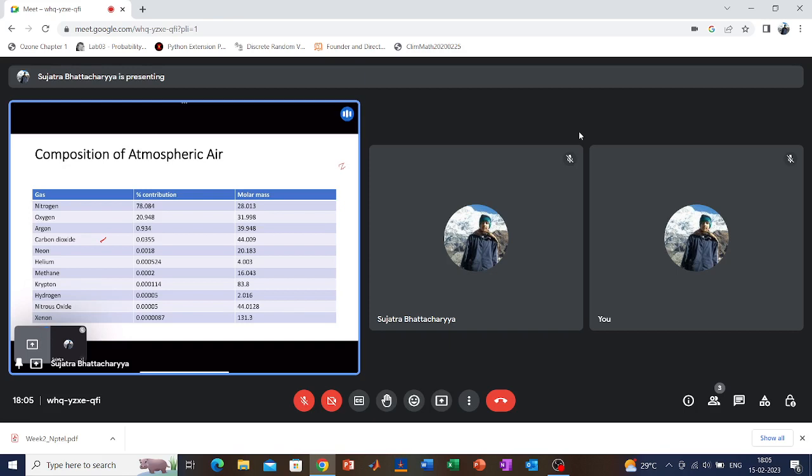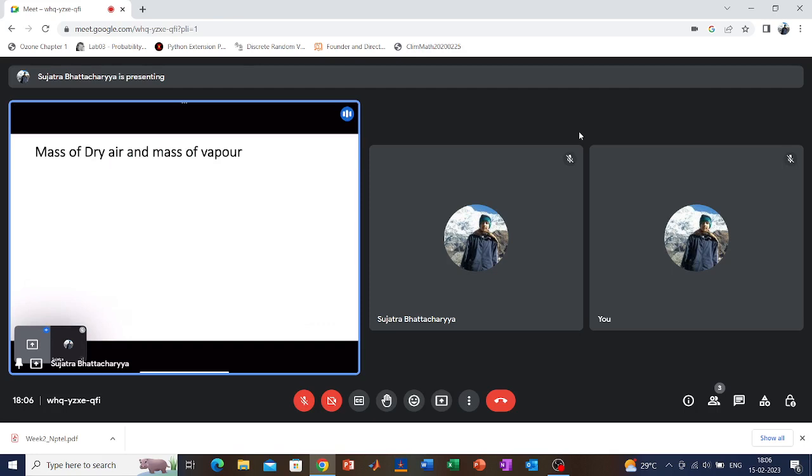Okay. So as you can see on the screen, the first thing written here is the composition of the atmospheric air. Initially you can see the gases which are present in the atmosphere. Their percentage contribution is shown here, and the molar masses of those gases are written here. Now, you cannot find the water vapor among the gases listed here. So using these values we will calculate the mass of the dry air and the mass of the vapor.